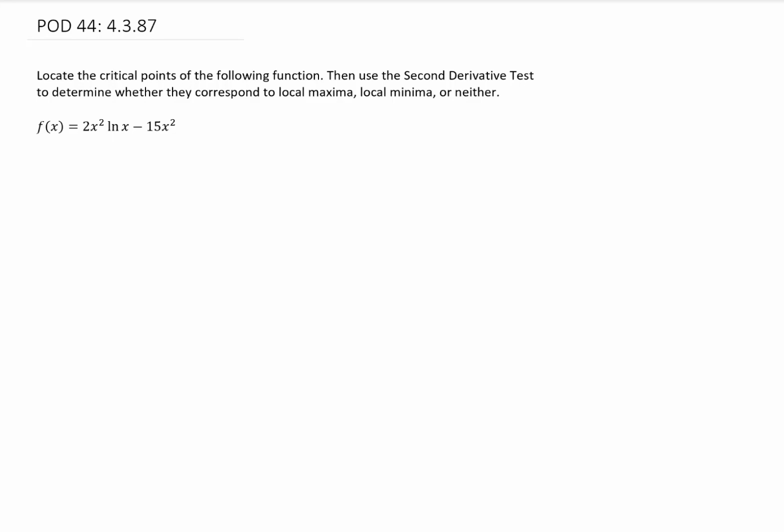All right, we're going to find the critical points of this function, and then we're going to use the second derivative test to determine whether those critical points correspond to local maxima or local minima or neither. So first, we're going to locate critical points, and the way to find critical points of a function is we take the first derivative and we set that equal to 0, or we ask the question, where does that first derivative not exist?